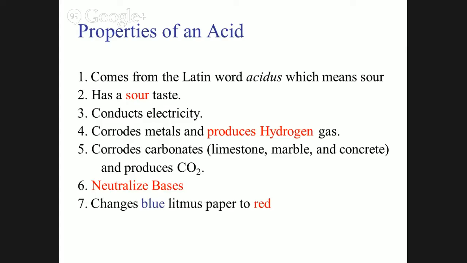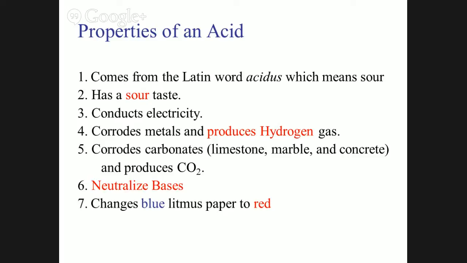Properties of an acid. The word acid comes from the Latin word acidus, which means sour. Acids have a sour taste. Think, again, lemons and limes, for example. Acids and bases form ions, therefore they conduct electricity. Acids corrode metals, and when they do so, they produce hydrogen gas, H2 gas. Acids also corrode carbonates. Corrode means they eat up or destroy, disintegrate carbonates, limestone, marble, concrete, and in this case, they produce CO2 gas.